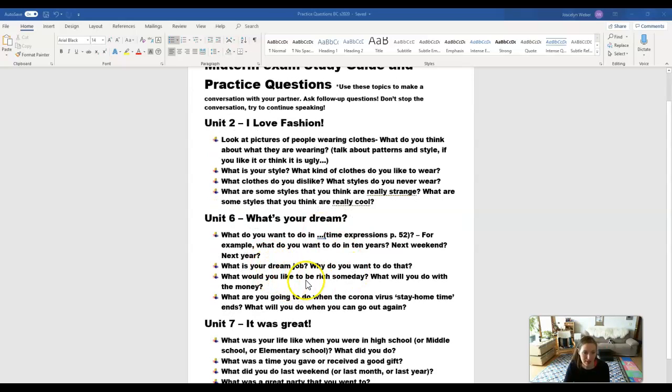Okay, so Unit 6 questions. What do you want to do in time expressions? So these were on page 52, the time expressions. Next week, next year, tomorrow, in 5 years, in 10 years. So what do you want to do in 5 years? What are you going to do tomorrow? So I will choose one time expression and put it in the question. So maybe it will say, what do you want to do in 10 years?